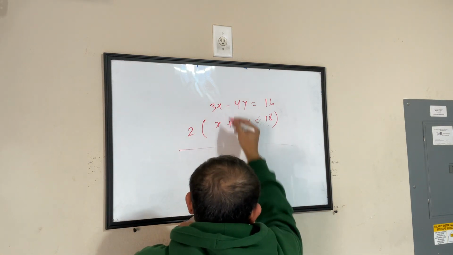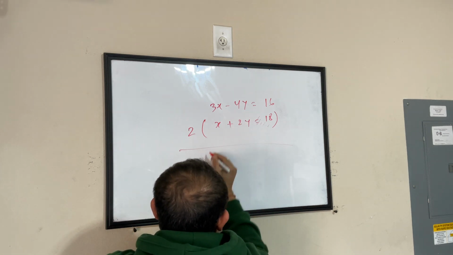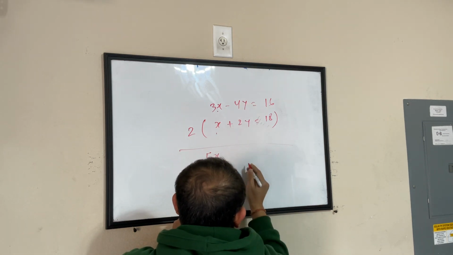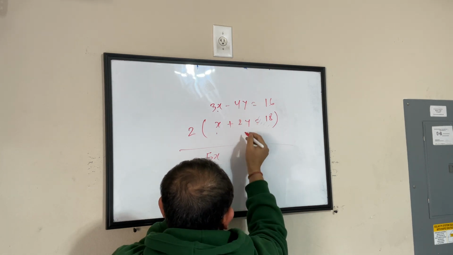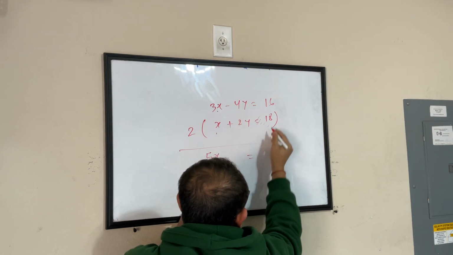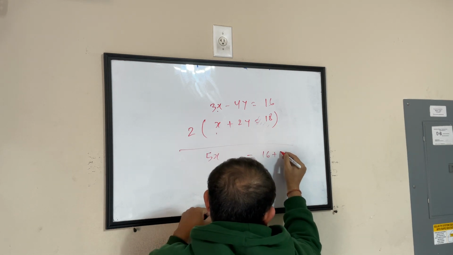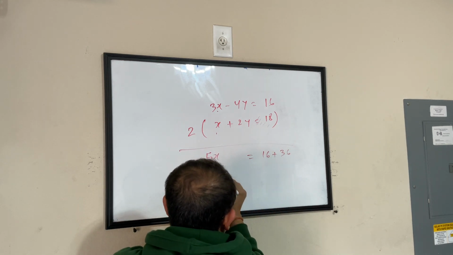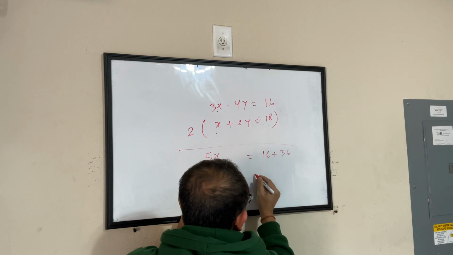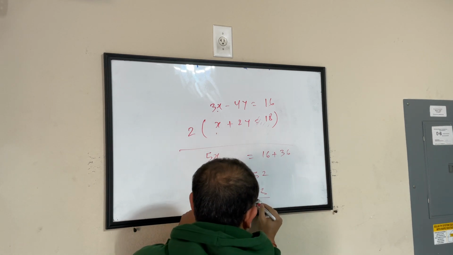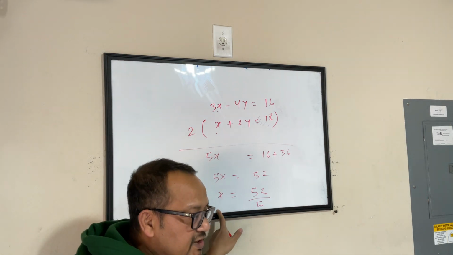So when you take this approach and then add these two, this is 3x plus 2x, because 5x, you got rid of 4y, minus 4y plus 4y, will be equal to 16 plus 2 times 18, that is 36. So you got 5x equals 52, or x equals 52 by 5. What did we do? We just isolated x.